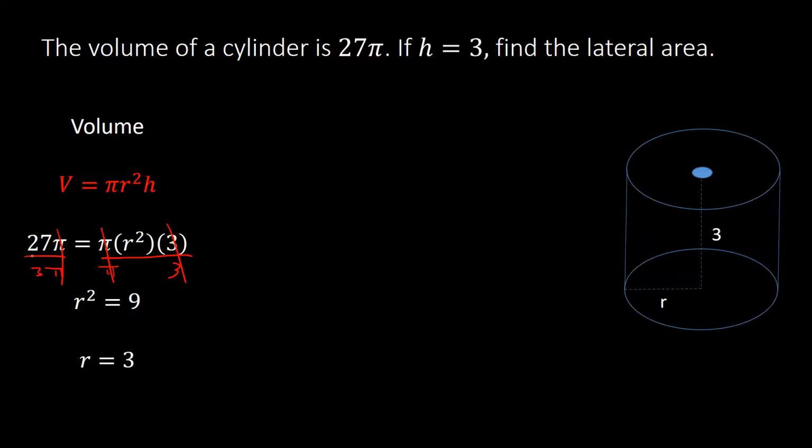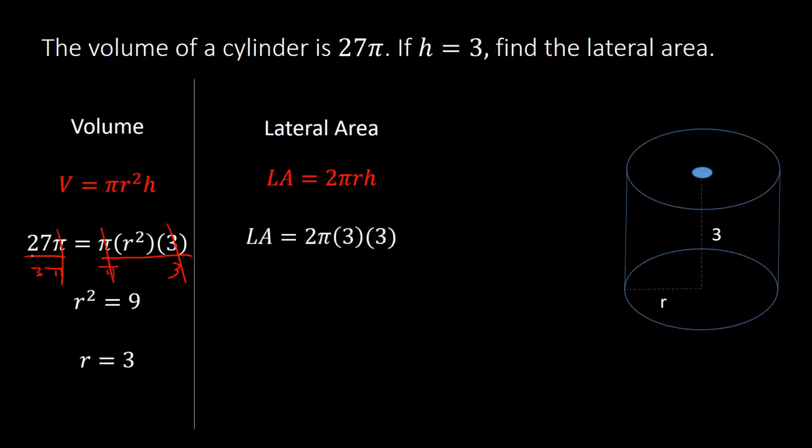So using r, I can then find the lateral area. Lateral area by definition would be 2 pi rh, or circumference times height. And so then plug in the 3 for the radius and plug in a 3 for the height. So now I have 2 pi times 3, which would give me 18 pi for the lateral area.